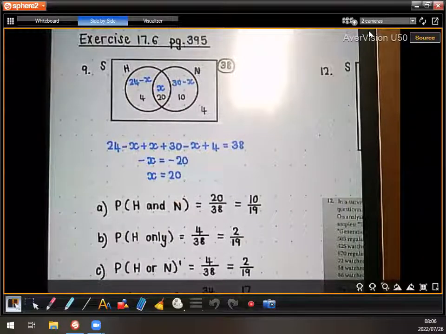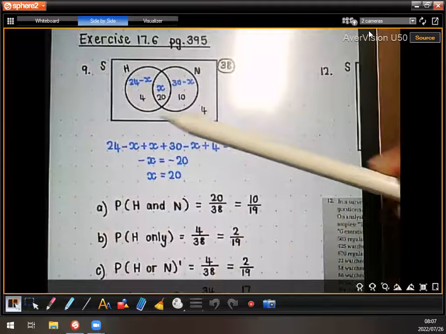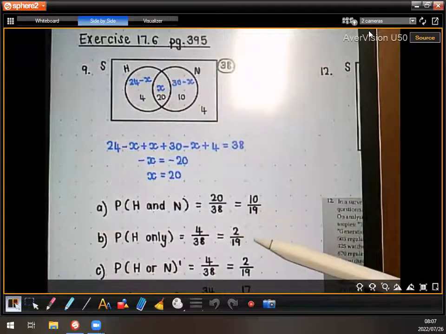Okay, for B, they ask for hockey only. And guys, again, you don't have to write this little bit here in the front. You can just write the value. Hockey only, 4 over 58, which you can just simplify to 2 over 29.